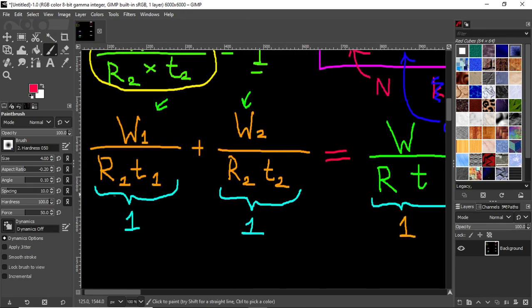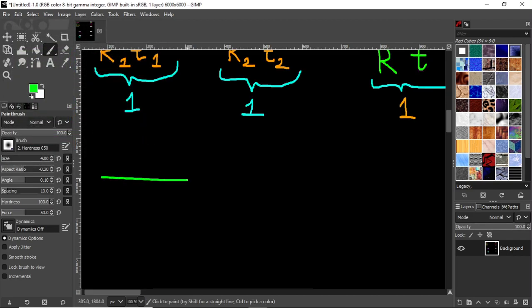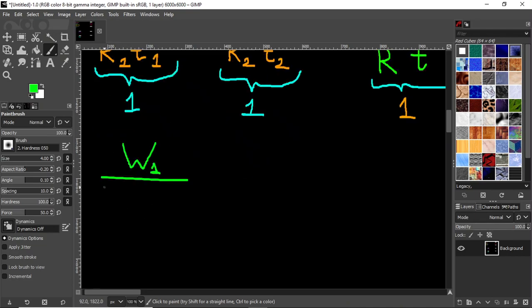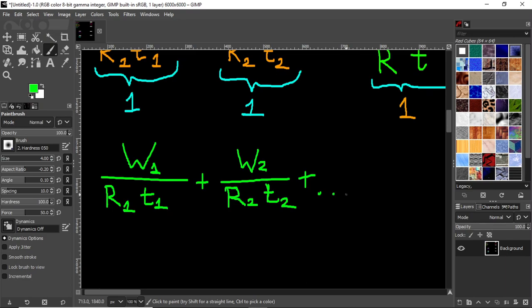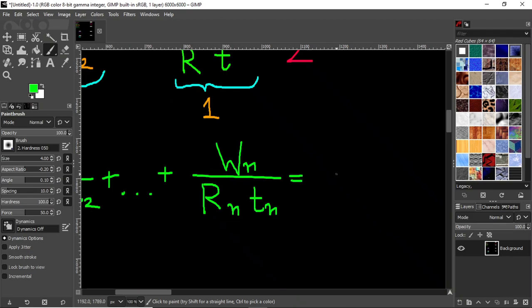If you're wondering how it would look in the general case, suppose there are n number of working elements. They could be people, machines, anything really. So we have W1 divided by R1 T1 plus W2 divided by R2 T2, all the way up to the very last person or element, whatever it is, divided by Rn Tn.